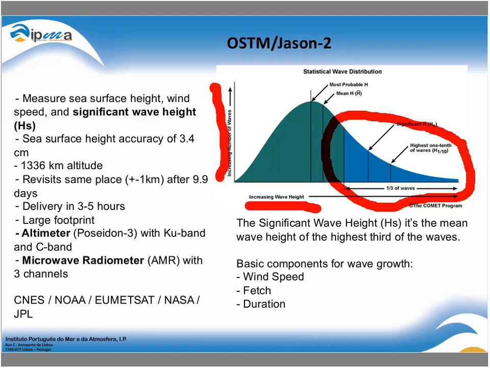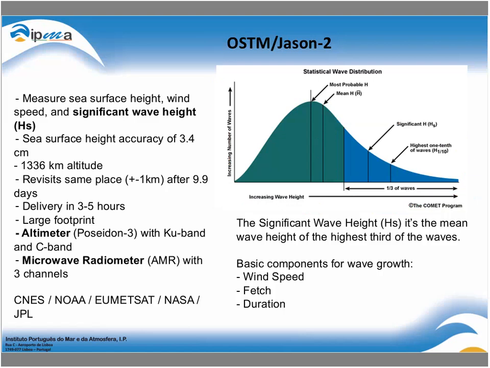We have here on the left some characteristics of the Jason-2. You can see that later if you want with more detail. And the basic components for wave growth are wind speed, the fetch area, and the duration. So we need wind speed: the higher the speed, the higher the waves. The fetch is the area that the wind will affect, and the duration is the time of the wind over that area.